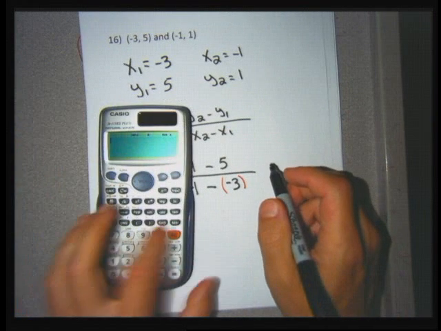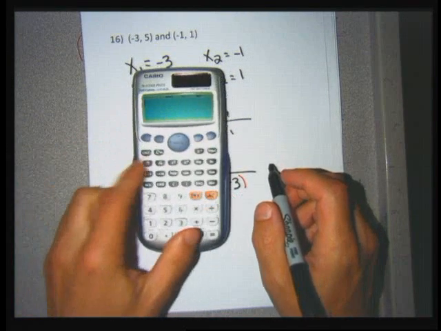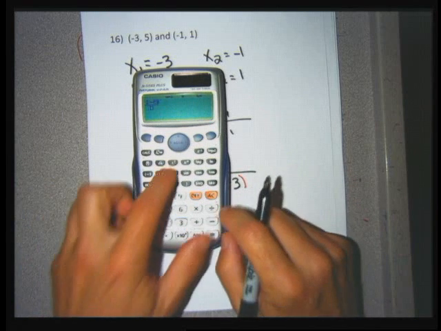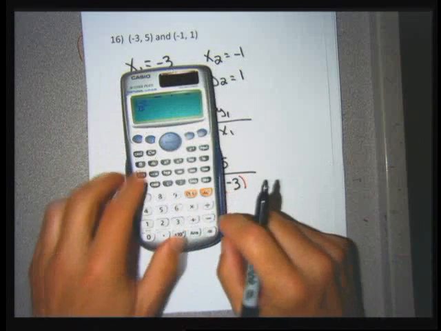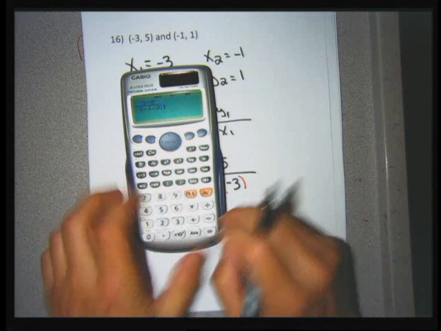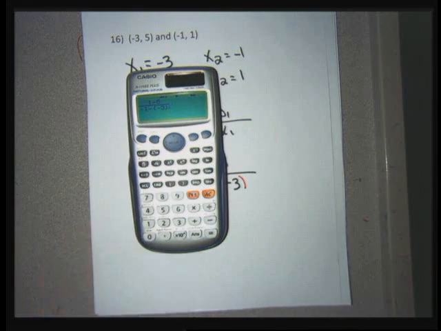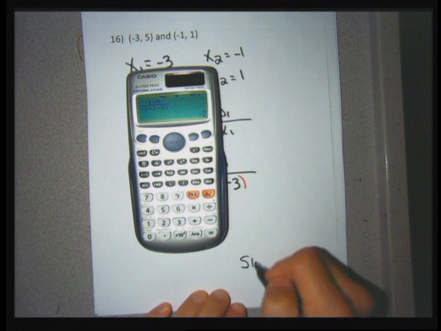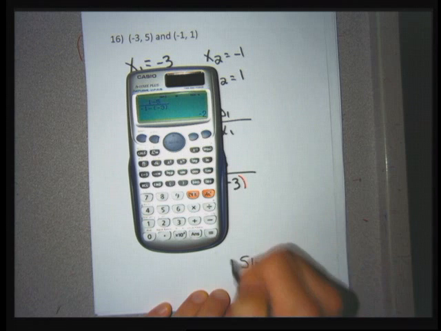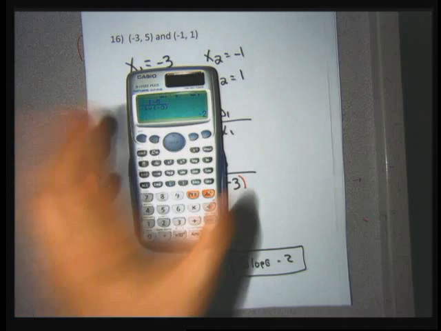Let me show you this calculator. Again, this calculator is just completely awesome. I can enter this on my calculator. Hit the fraction button and go 1 minus 5 for the numerator, and then go down low and go -1 minus, and I don't even need parentheses, but I'll put them in, -3. One of the beautiful things about this calculator is I can make problems look just like they need to look, and when I hit enter, it tells me this whole thing should be -2. So my answer for this question, the slope of the line that connects those 2 points, is -2. And I was able to enter this without really doing anything too complex.